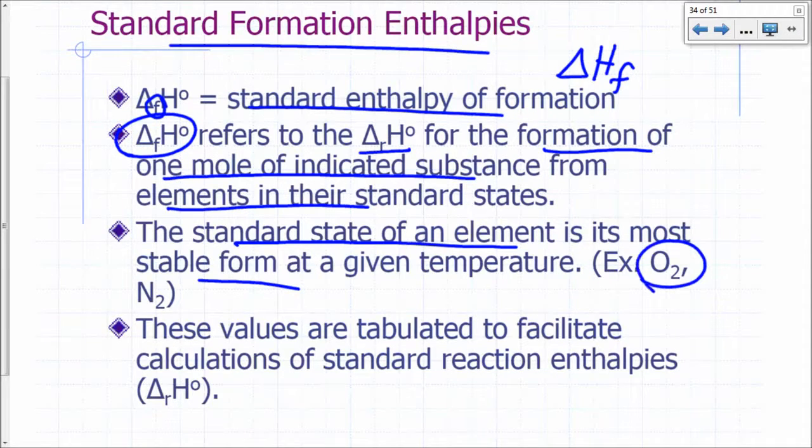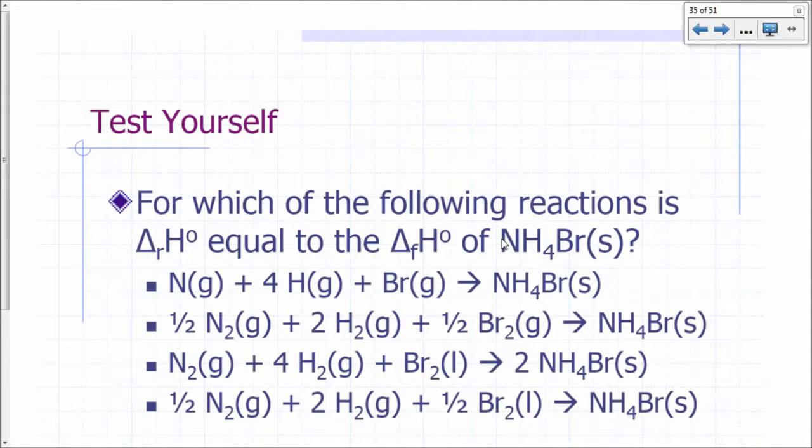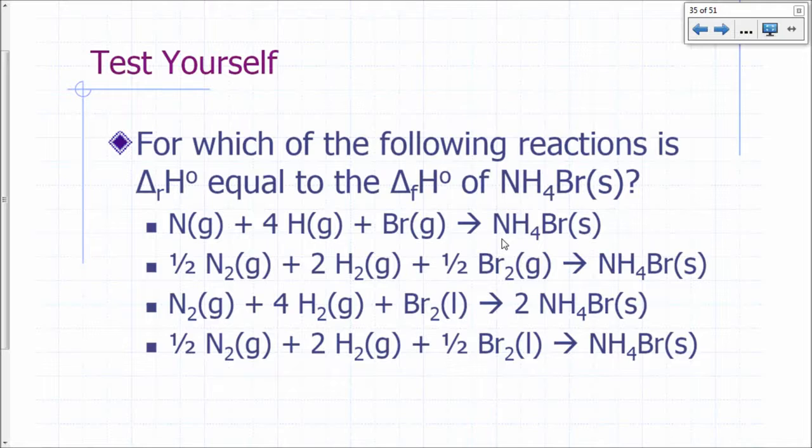So for example, the most stable form of oxygen is O2. The most stable form of nitrogen is N2, a diatomic molecule in the gas phase. Like I said, values of standard formation enthalpies are tabulated to facilitate calculation of delta H for any reaction. And how are you going to do that? Well, before we show you how it's actually done, let's look at this one right here. Let's see if we get the definition of standard formation enthalpy down.